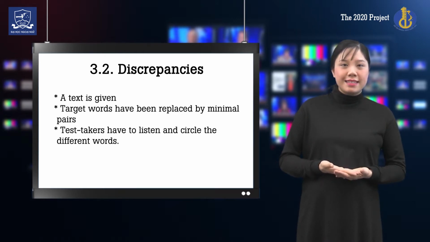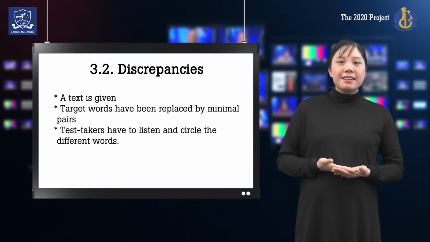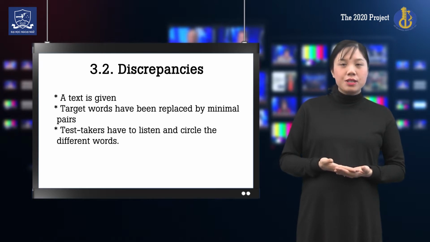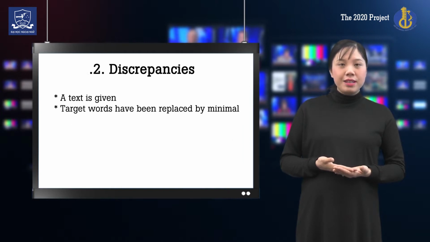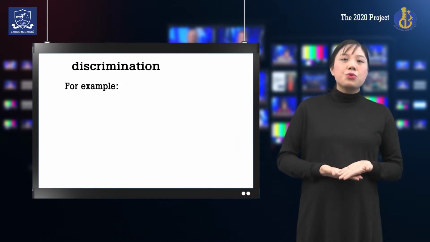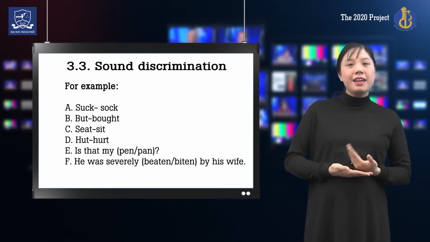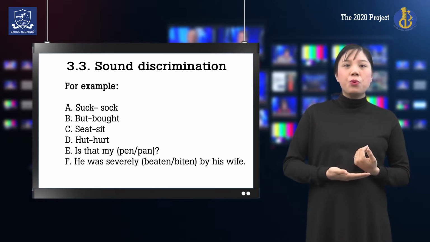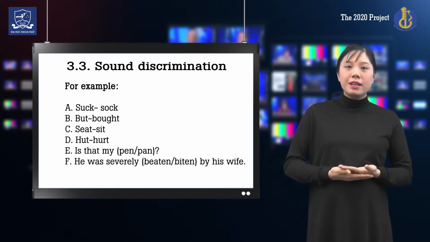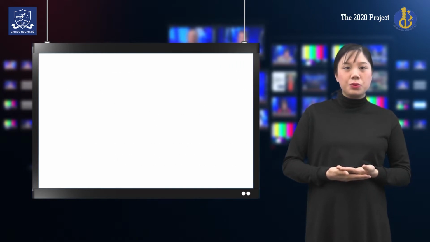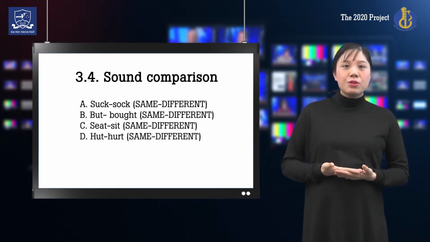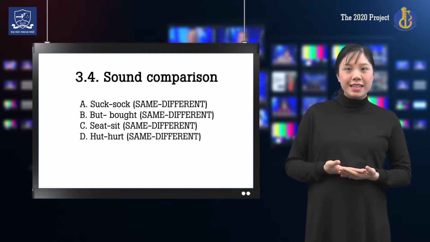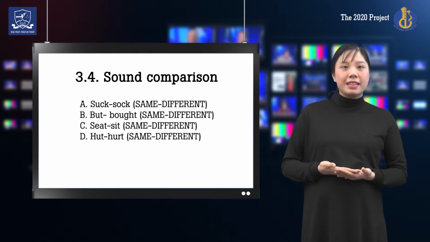2. Discrepancies. In this test, test takers are given a text from which target words have been replaced by minimal pairs. They have to listen to the full passage and circle the words that are different in the text. 3. Sound discrimination. Here, the test taker listens to one word or sentence and circles the one they hear. Examples are as follows. 4. Sound comparisons. In this task, the test taker listens to a pair of words or sentences and indicates whether they are the same or different.